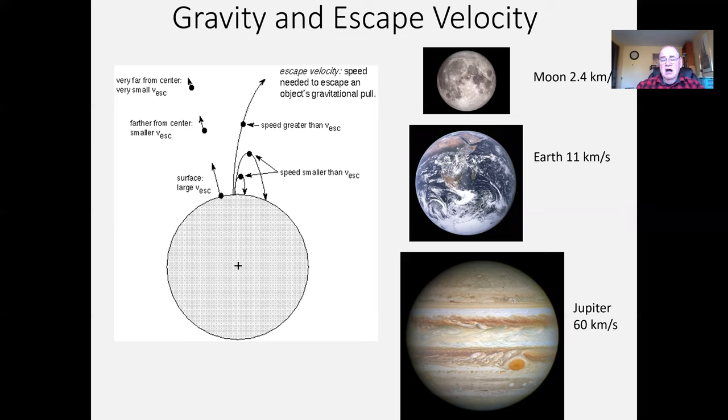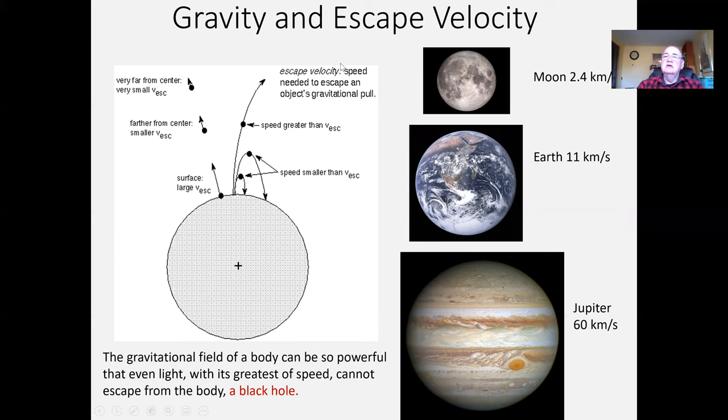Well, what happens if you're talking about a white dwarf? What happens if you're talking about a neutron star? What kind of escape velocity would you need for something to not come back? What happens when the calculation shows you that the escape velocity is greater than the speed of light, and nothing can move faster than light, not even light?